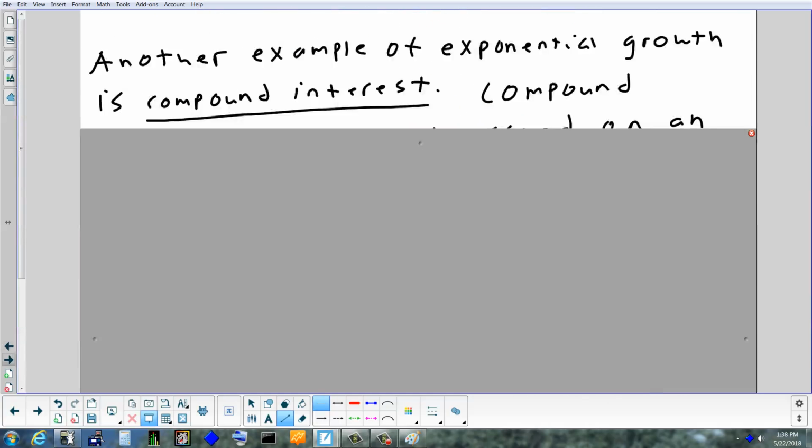Alright, so now, another way that we can show exponential growth is compound interest. So this is another formula that we have to use.